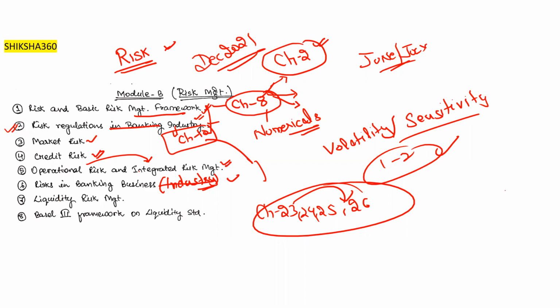Next one is operational risk and integrated risk management. Next one, chapter number six, is risk in banking business, liquidity risk management.